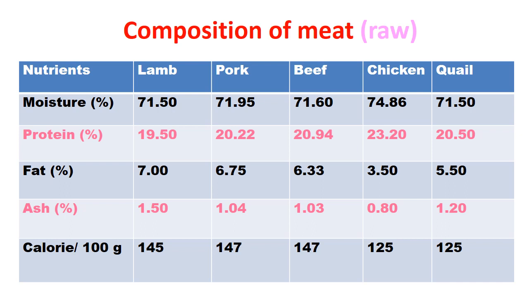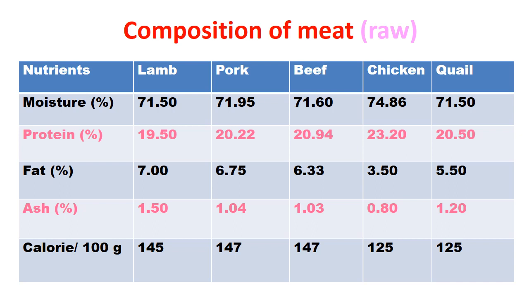Then protein, as I mentioned earlier, it is around 19 to 23% range. In case of lamb 19.5, in pork 20.22, in beef 20.94, in chicken it is higher 73.2, and in quail 20.5. The fat or lipid percent on an average, this is for the meat altogether, not lean muscle. So it is around 7% in lamb, 6.75 in pork, 6.33 in beef, 3.5 in chicken. So in case of chicken, protein is a little higher side and the fat is a little lower side. In case of quail, 5.5.